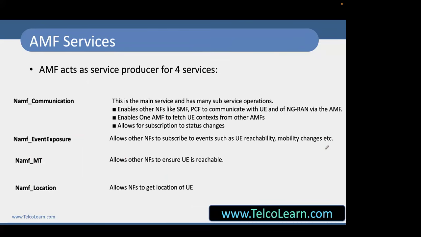Now, just to take an example, we have 4 services of AMF, which are Namf_Communication, Namf_EventExposure, Namf_MT, and Namf_Location. These are the different services provided by AMF, where communication is one of the main services to communicate with all the network functions. And AMF event exposure is the microservice which will help the AMF to expose events like UE reachability, mobility changes.